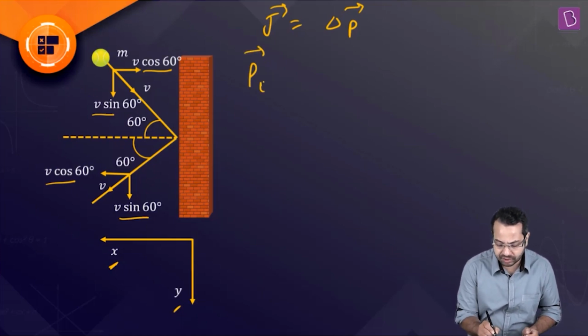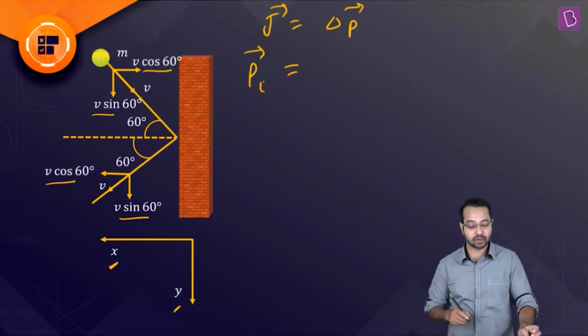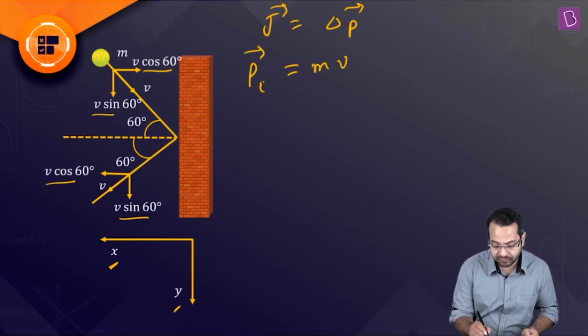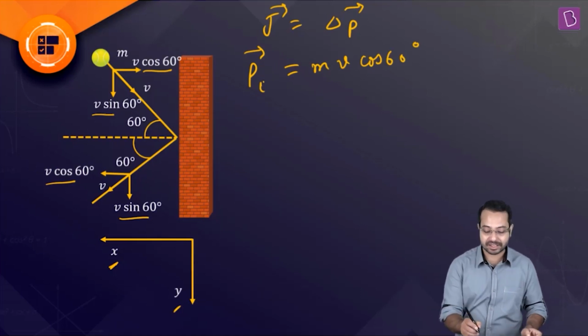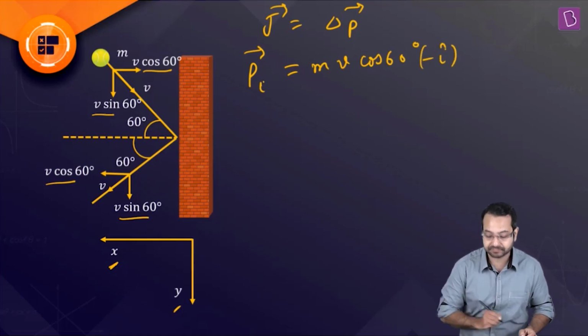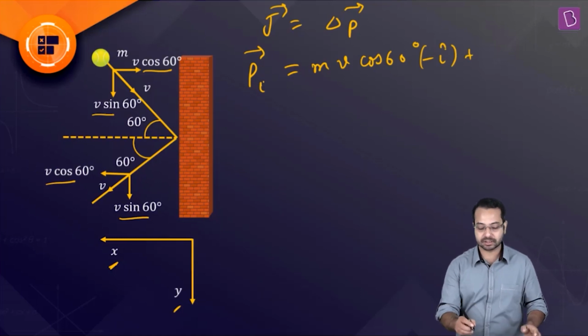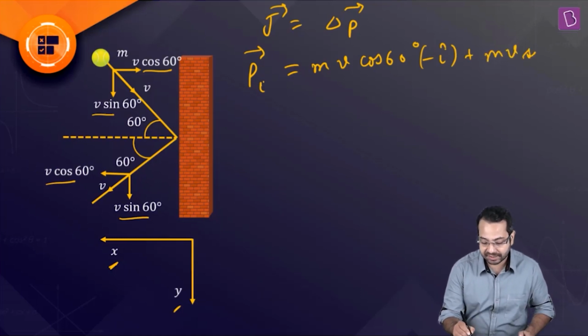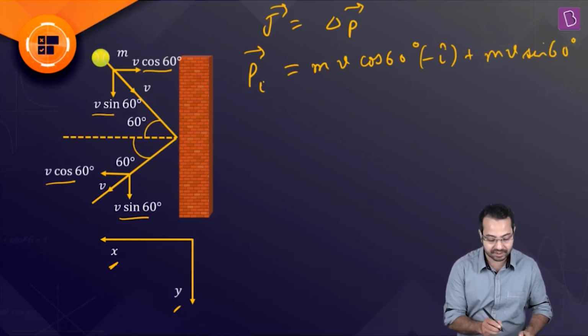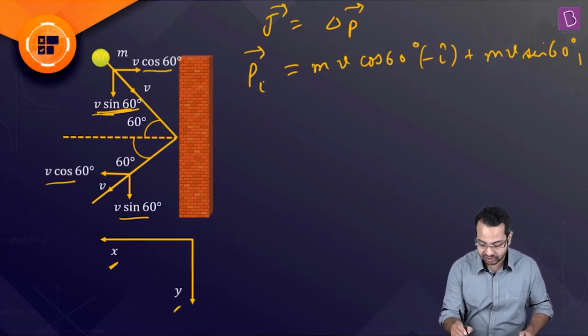Okay, so the initial momentum is mass times velocity. So this becomes mv cos 60 degree. Okay, but what is the direction? It is minus i cap, plus mv sin 60 degree. And what is the direction? The direction is j cap.